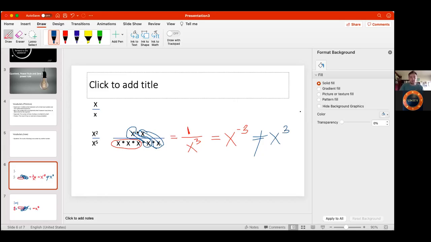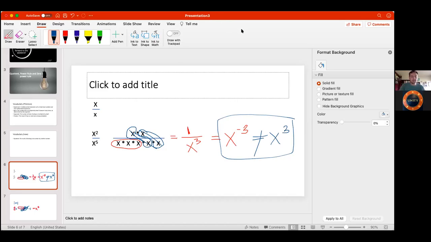I want to make this clear. These are not equal. Not equal at all. Not even close. X to the negative third and x to the third are not equal. But one divided by x to the third equals x to the negative third. This is equal. These two are not. I want to make that clear, because I know they're very similar. It's a very common mistake, so I just want to hammer that one home.